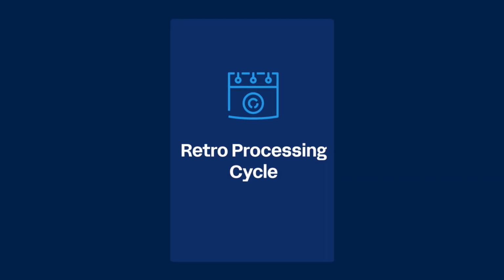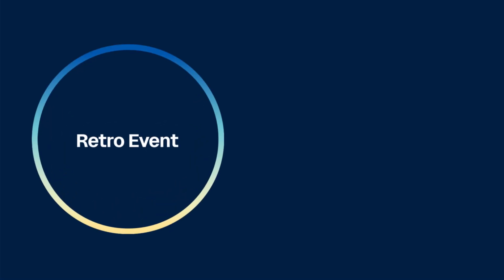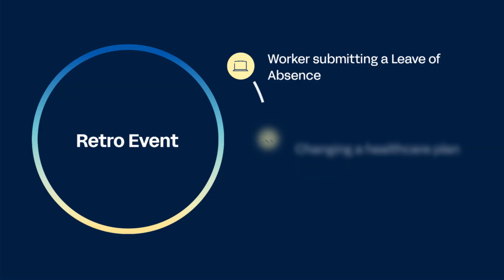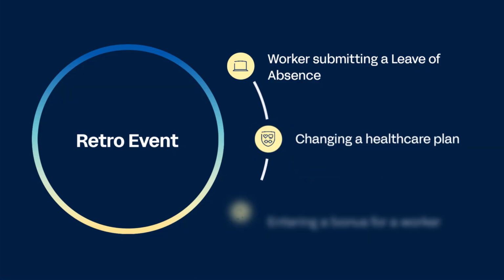Now, let's dive into the retro processing cycle. The process starts with a retro event. This payroll input could come from many types of events and touchpoints, such as a worker submitting a leave of absence, changing a healthcare plan, or entering a bonus for a worker.